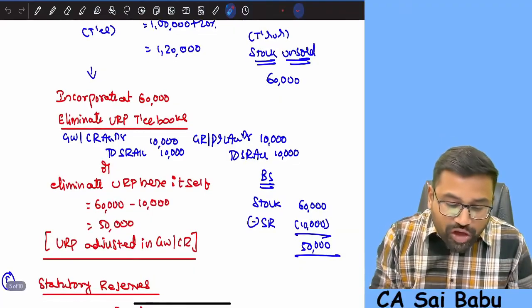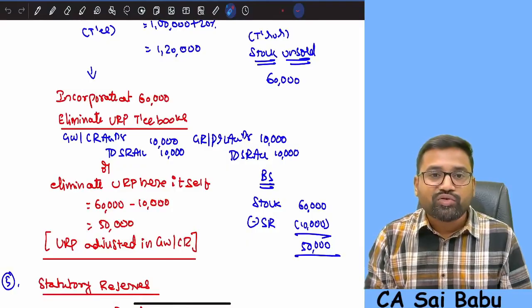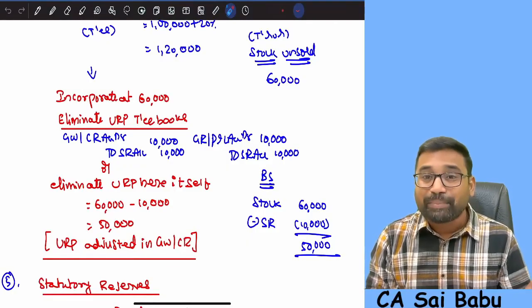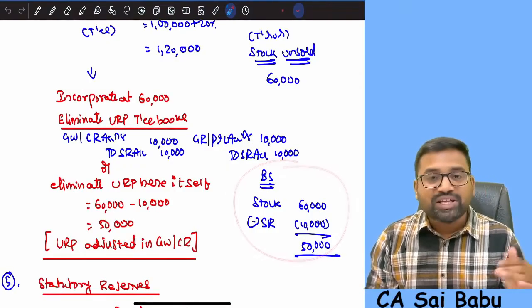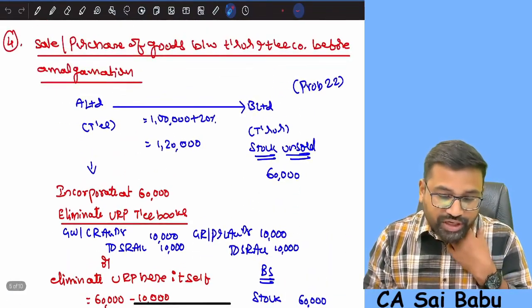Or at the time of incorporation itself, if I remove this unrealized profit, then automatically it will be adjusted in the goodwill or capital reserve. Okay, no need to eliminate separately. And when I'm preparing the balance sheet after amalgamation, I will adjust this stock reserve. So this is one important adjustment, sir.